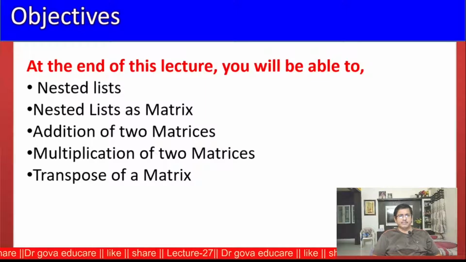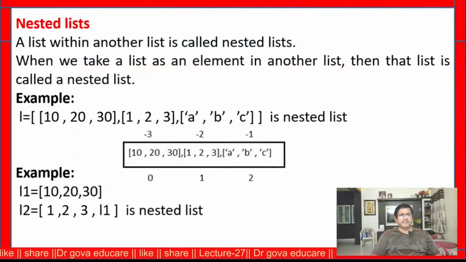At the end of this lecture, you will be able to learn nested lists as a matrix, addition of two matrices, multiplication of two matrices, transpose of a matrix. Now first we will discuss nested lists. A list within another list is called a nested list. When we take a list as an element in another list, then that list is also called a nested list.